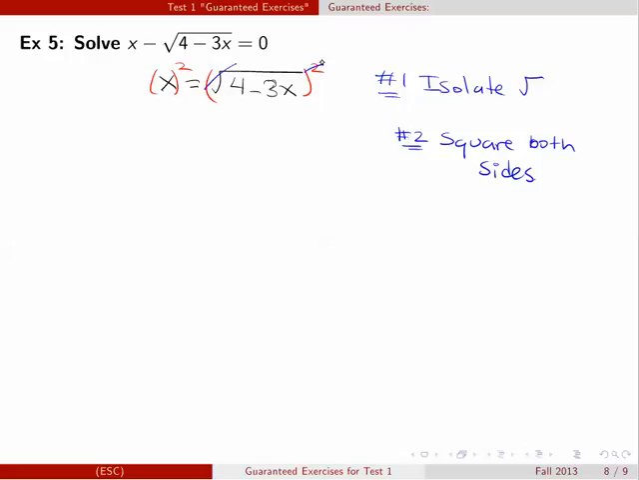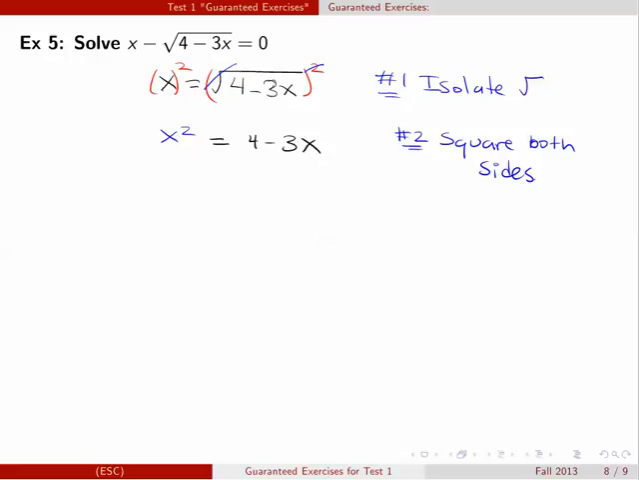Okay, so we get x squared, and on the right hand side we have 4 minus 3x. Okay, now that we don't have any radicals, we can try to solve this equation by factoring, the quadratic formula, or by completing the square. But you notice that factoring is in this case the easiest method.